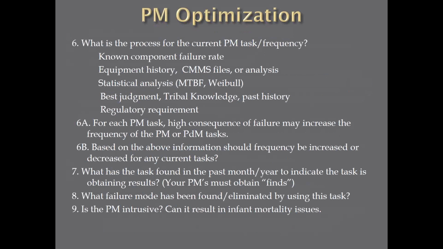So it says for each PM task, high consequence of failure may increase the frequency of a PM or PDM task. Maybe if it's very low consequence or no consequence, we stop doing it. It says based on the above information, should the frequency be increased or decreased for the current task? Here's one that I used to tell my maintenance about. What has the task found in the past month or year to indicate the task is obtaining results?